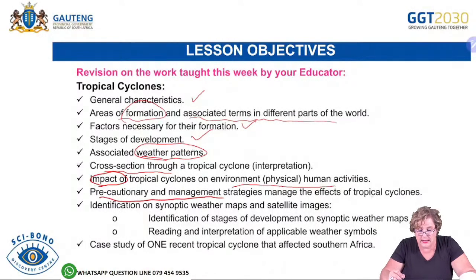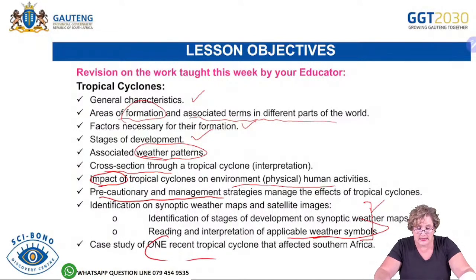You will see how a tropical cyclone looks on a synoptic weather map, and while you do that, you will look at weather symbols that we use, the eye of the cyclone, and then one recent tropical cyclone, just to show you that whatever we teach you really exists.